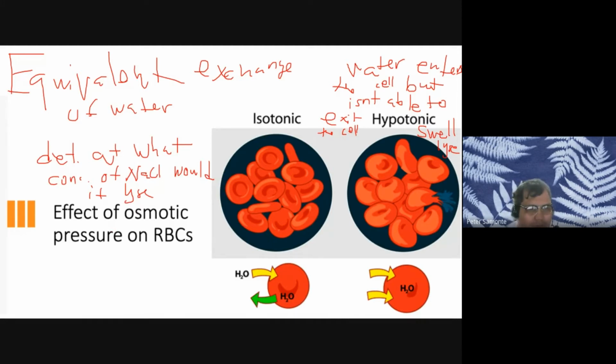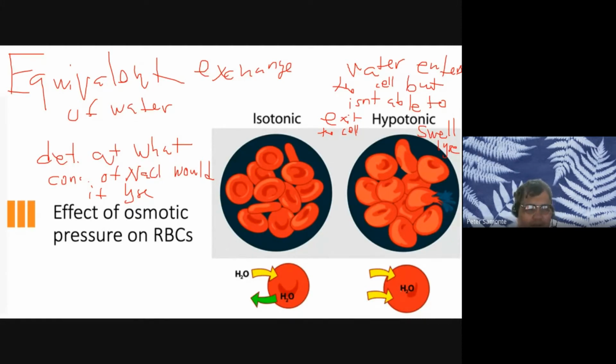Again, in an isotonic solution, class, there's what we call an equivalent exchange of water. Water would enter the cell and would exit the cell. But in a hypotonic solution, water would enter the cell but isn't able to go out or to exit.